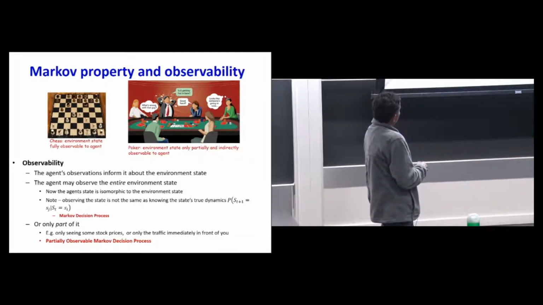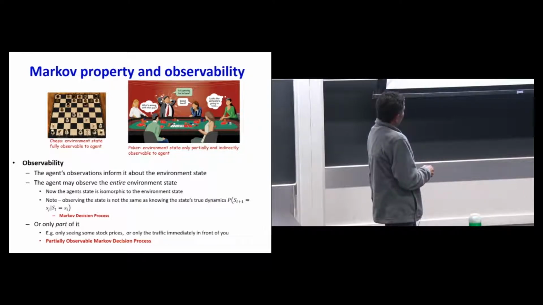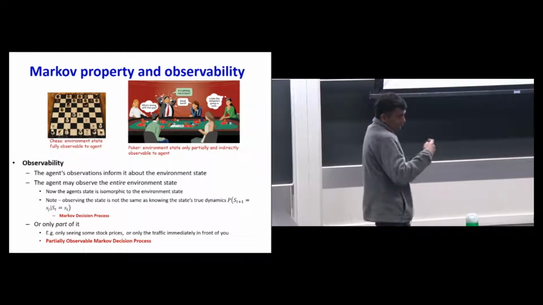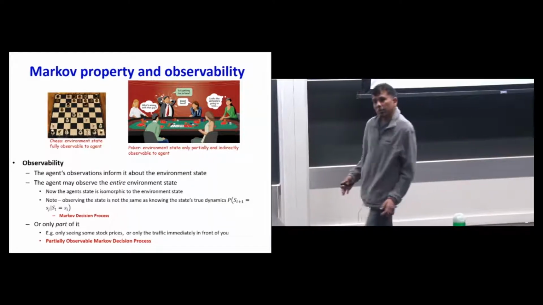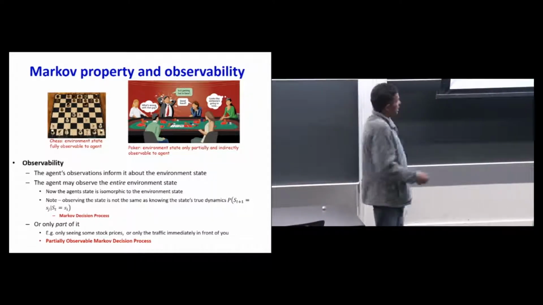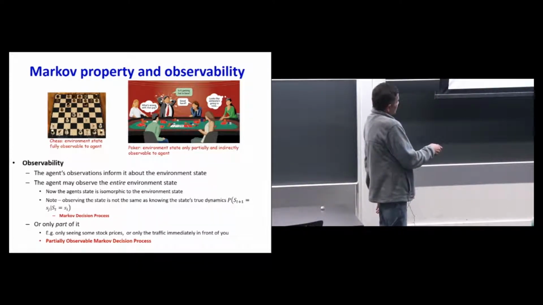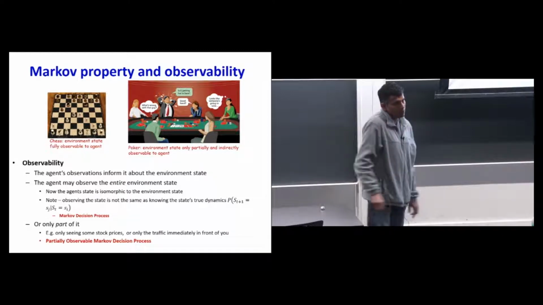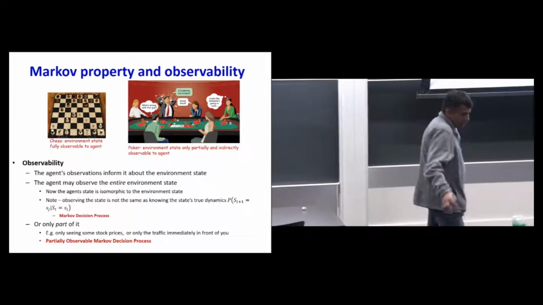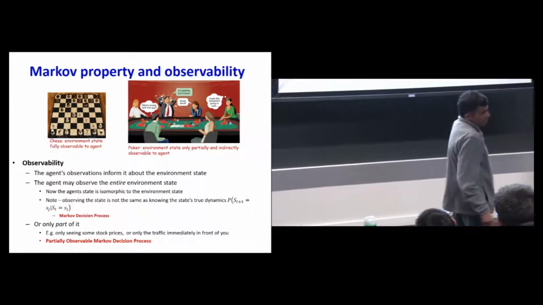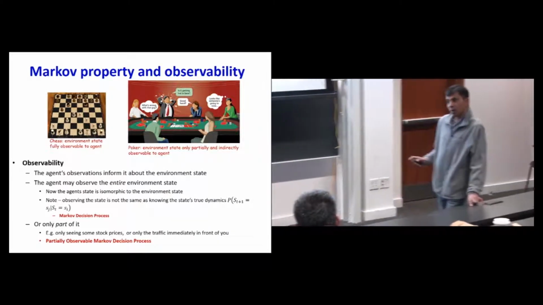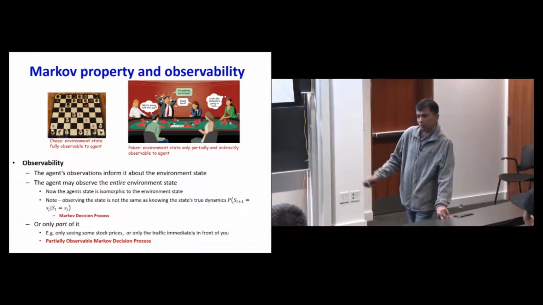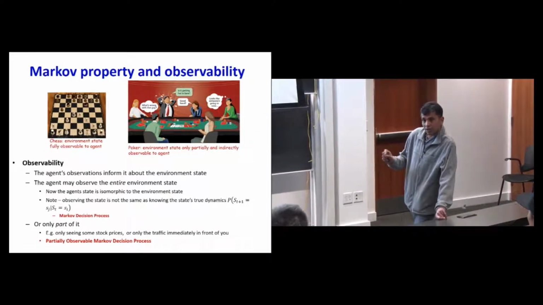So if the agent can observe the entire environment state, now that means the agent's notion of the environment state is isomorphic to the actual environment state, but it's not the same as knowing everything about the system. In this situation, we will call this whole thing a Markov decision process, where the agent takes decisions, and the agent knows everything about the states, but not about anything else about the process, how the environment actually switches between states.